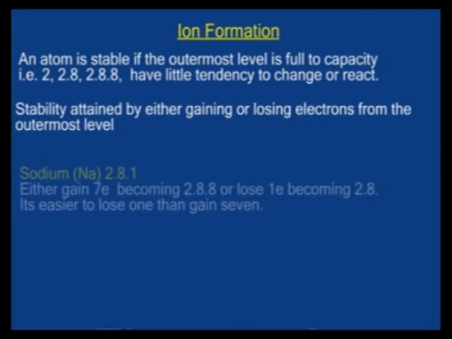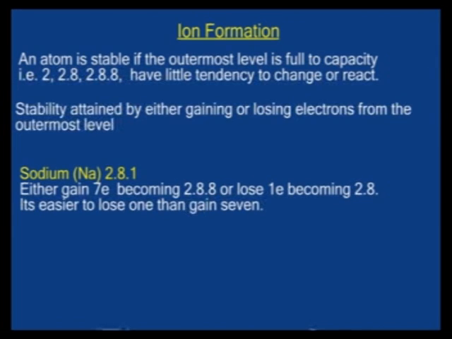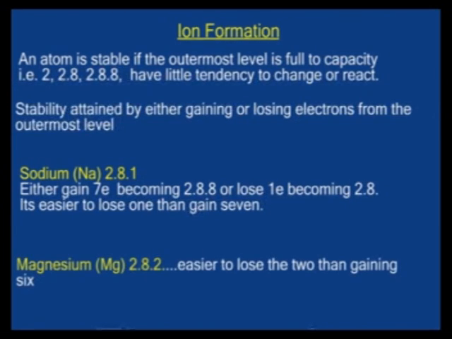For example, consider sodium with configuration of 2 8 1. Sodium can lose the 1 electron, getting a configuration of 2 8, which is stable. It could also gain 7 electrons to become 2 8 8, which again is very stable. But obviously, it is easier to lose 1 electron than to gain 7. The same case follows for magnesium with 2 8 2. It would be easier for magnesium to lose 2 electrons than to gain 6.